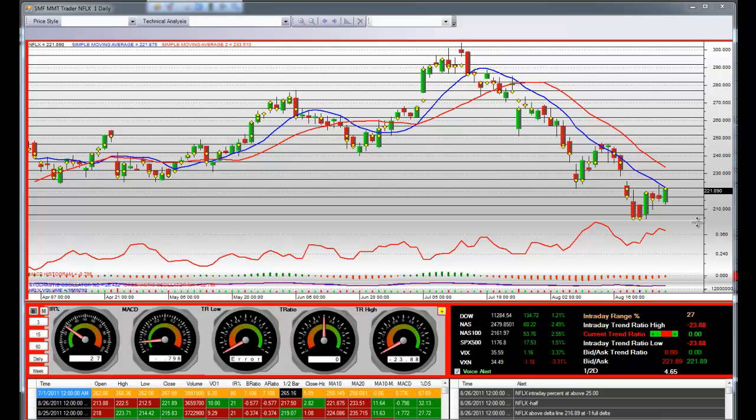NFLX daily. How about that? Look at that top reversal at 300. This date, by the way, was back in the week of 7/13, and we were right in the middle of the correction in all the indexes and things like that. And NFLX had some news coming about.